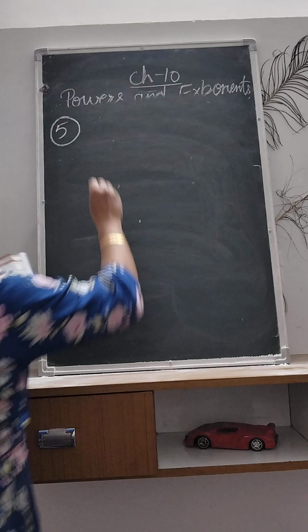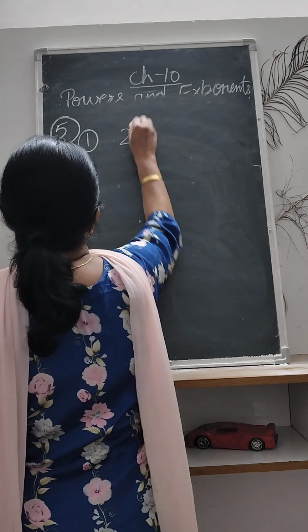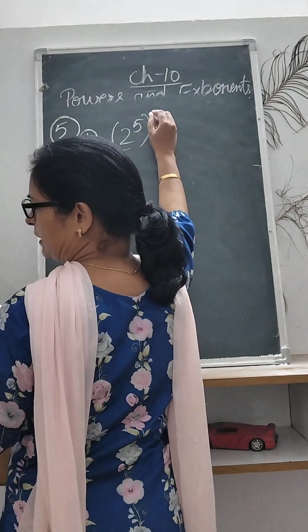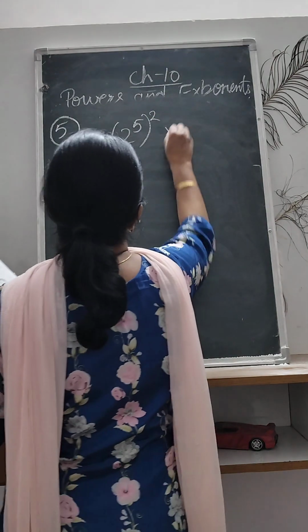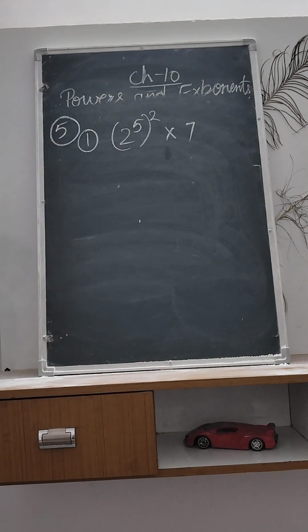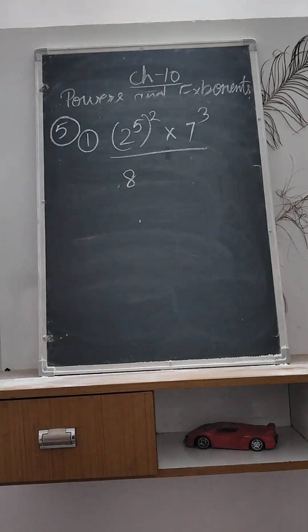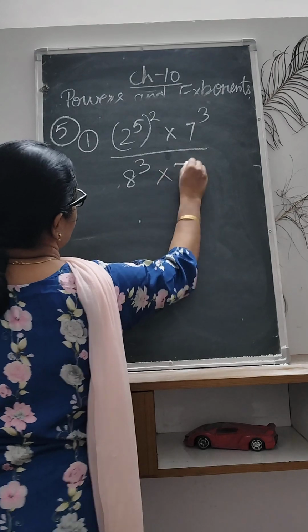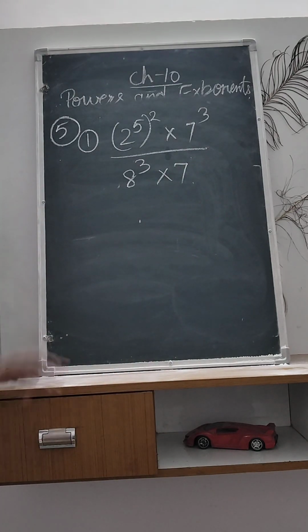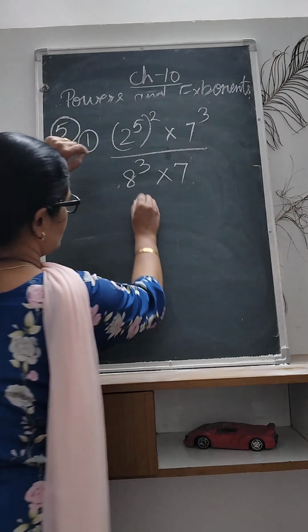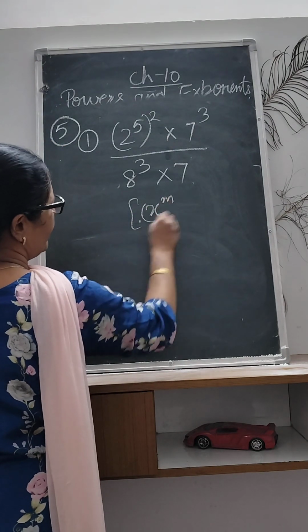Simplify 2 raised to power 5 whole raised to power 2 into 7 raised to power 3, 7 raised to power 3 upon 8 raised to power 3 into 7. Okay students, this is the question given. So apply the laws. So firstly we will apply the law.